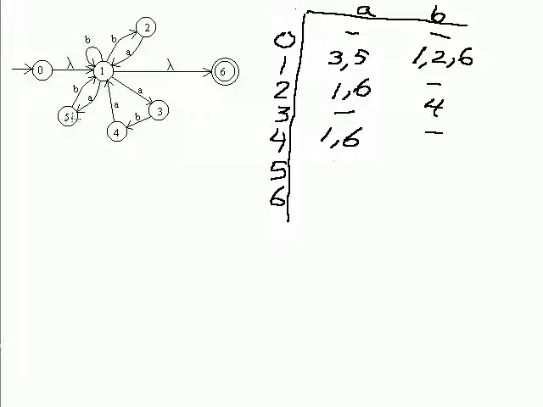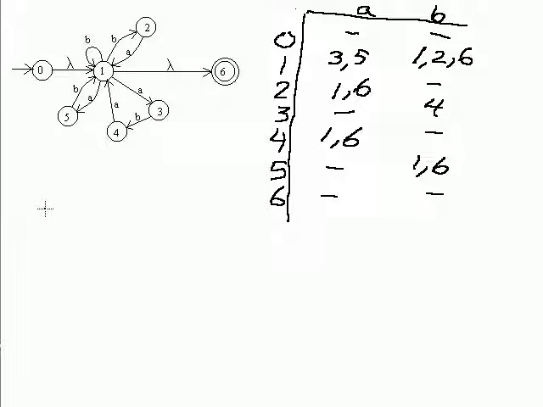5 on A, nowhere. On B, you go to 1. And then you can slide over to 6. So you can be in 1, you could be in 6 if you wanted. State 6, no edges out. So no A, no B. That is your table for the non-deterministic machine.